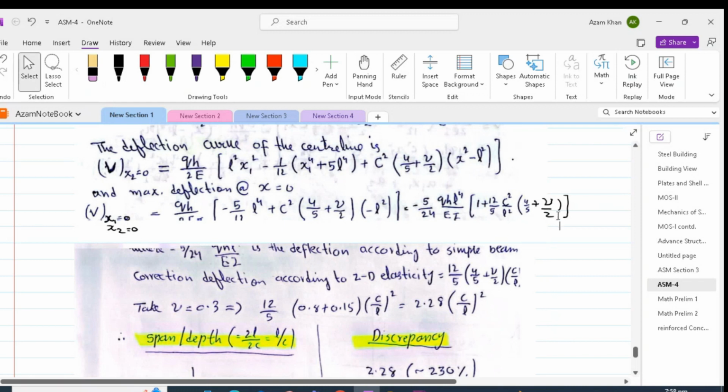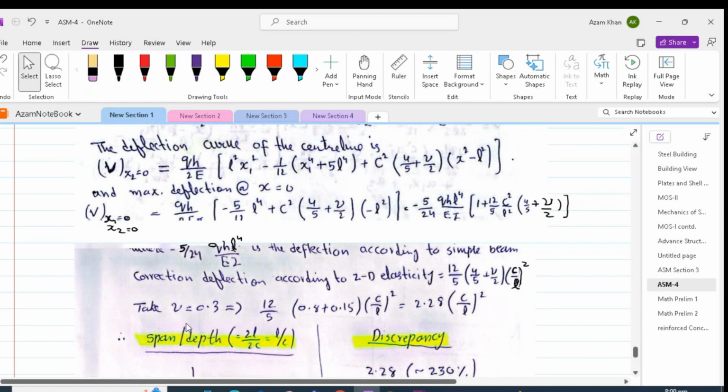According to simple beam theory, the maximum deflection of such a simply supported beam is 5 by 24 qh L to the 4 by EI. So the correction deflection according to the 2D elasticity will come out to be 12 by 5 small bracket 4 by 5 plus nu by 2 times c squared by L squared. So this is coming out from this term. The second term is the correction deflection.